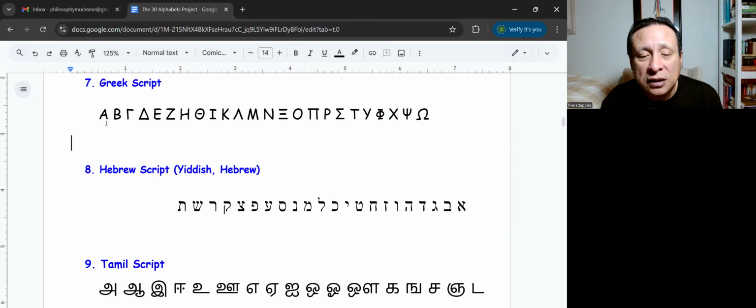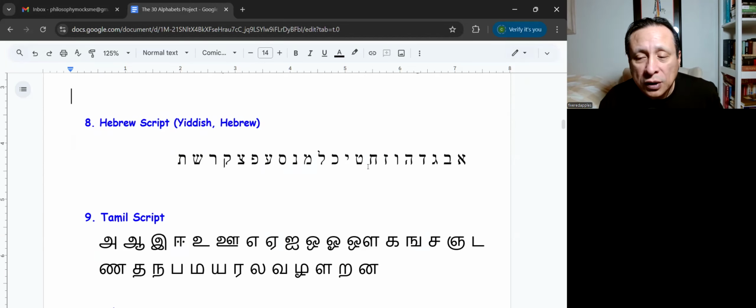The Greek alphabet is actually super easy. It's like the Russian alphabet, the Cyrillic alphabet. Super easy to learn. Hebrew.